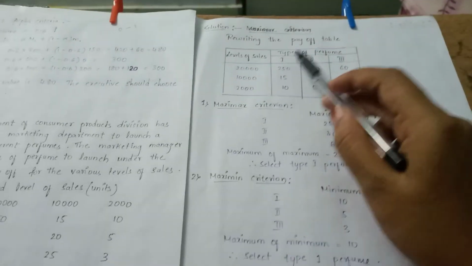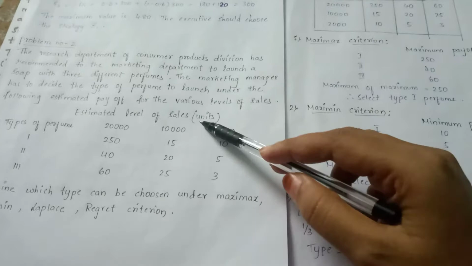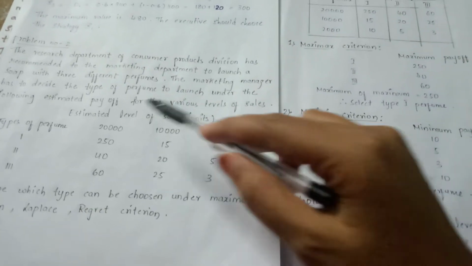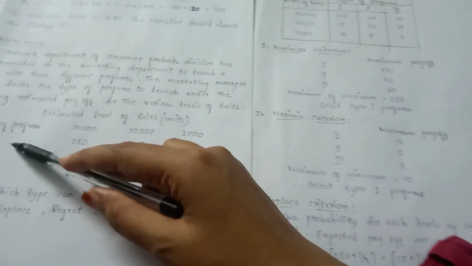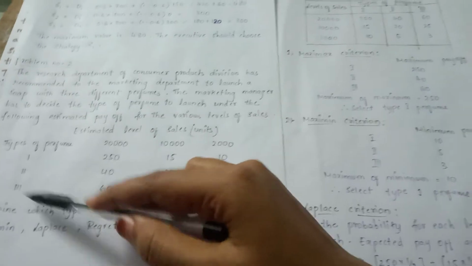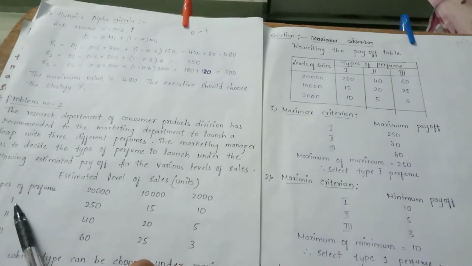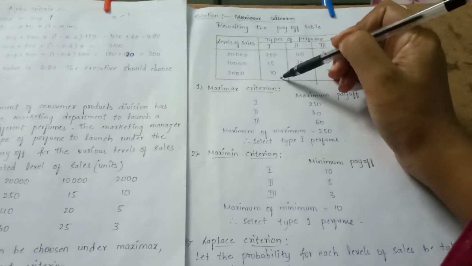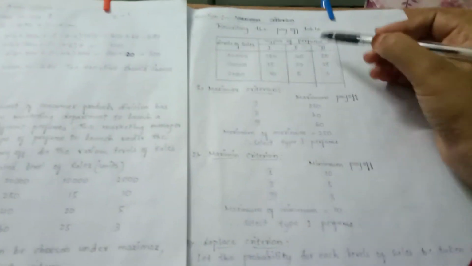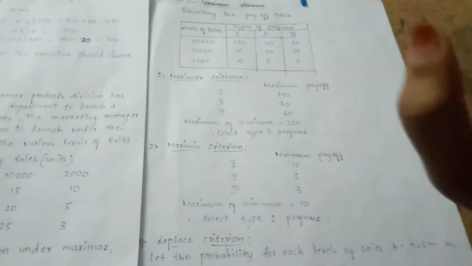This is problem number 2, students. I have rewritten the payoff table. Here the level of sales is nothing but the states of nature, that is, estimated level of sales at 20,000, 10,000 and 2,000 units. The types of perfumes to be used, which were given in rows, I have written in columns 1, 2 and 3. For the first perfume, you have to write column-wise 250, 15, 10. Next, 40, 25, 5, and next 60, 25, 3 are the payoffs given.